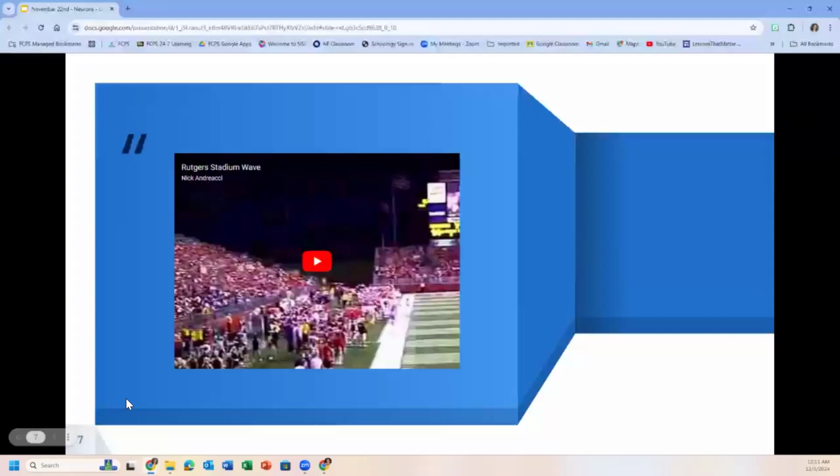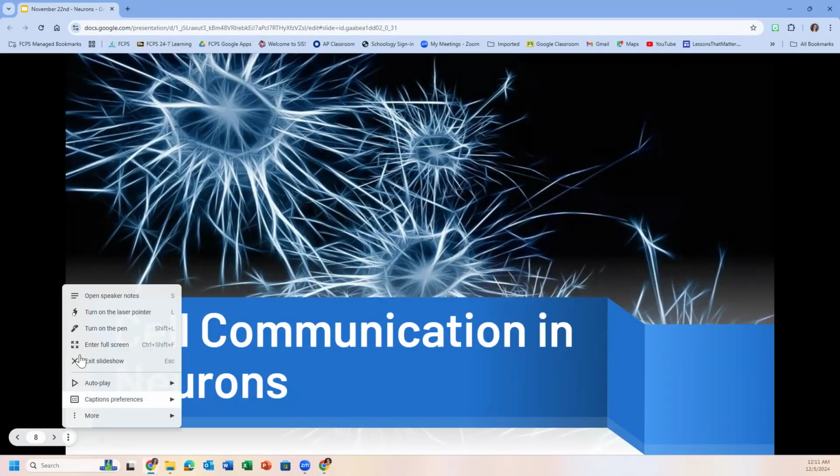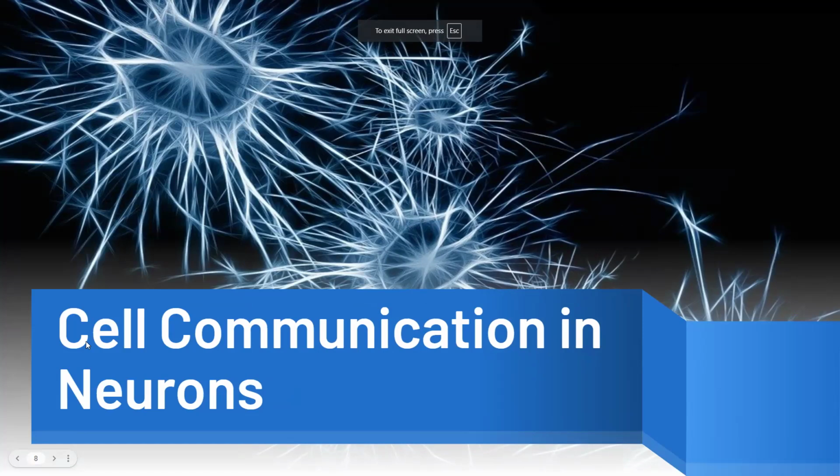Okay, so again, a stadium wave is where you stand up and you sit down as the wave travels around the stadium. Keep that in the back of your mind as we think of how an action potential moves down a neuron. As we talk about neurons and neuronal signaling and how neurons work, think about that stadium wave as you think about the ion channels opening and closing.